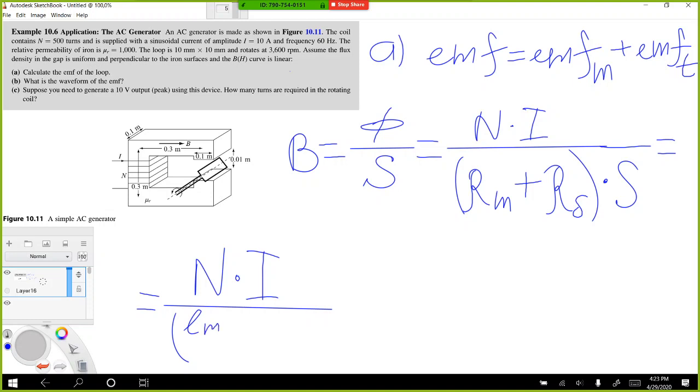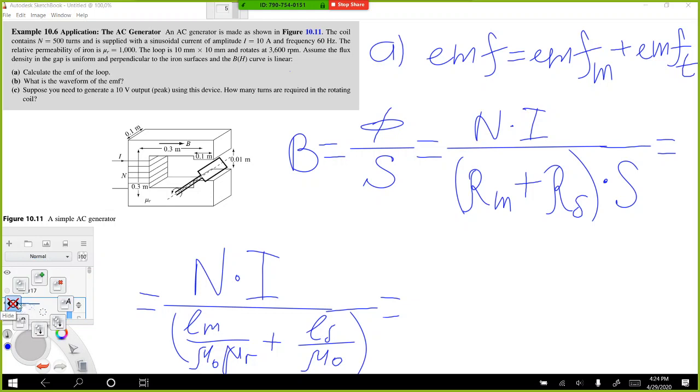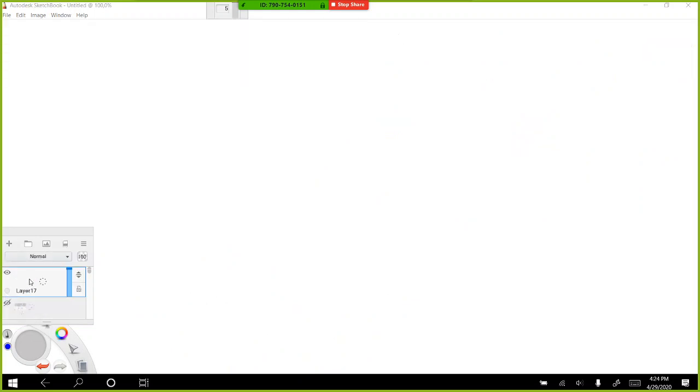is the length of the material medium over mu 0 mu r plus the length of the air gap. Here we use only mu 0, and this is equal to, okay, let's compute numeric values.